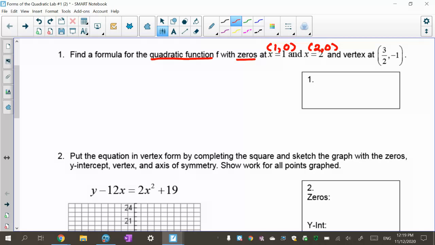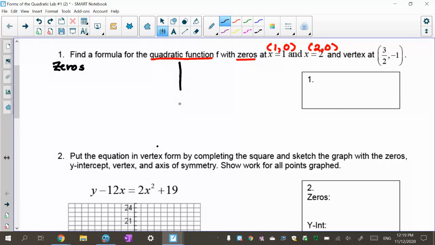And they gave you the vertex. So you're like, wow, I actually have two choices to come up with this. I could do this using the zeros form, or I could do the vertex form. On this one, I'm going to do both ways so you can see how this is done. The first one is I'm going to do the zeros form. So we're going to do the zeros form first.